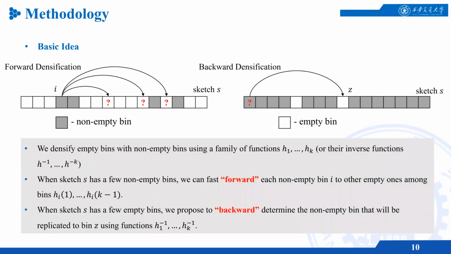The basic idea behind our method can be described as follows. We densify empty bins with non-empty bins using a family of functions h1 to hk or their inverse functions. When the sketch has few non-empty bins, we can fast forward each non-empty bin to other empty bins by using functions h1 to hk. When the sketch has few empty bins, we propose to backward determine the non-empty bins that will be replicated to each empty bin by using the inverse functions of h1 to hk.